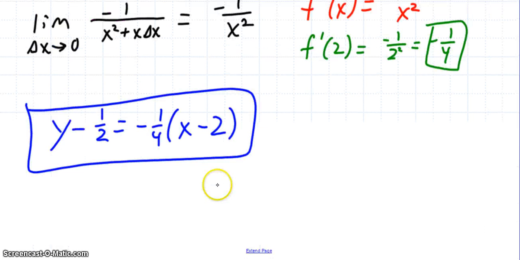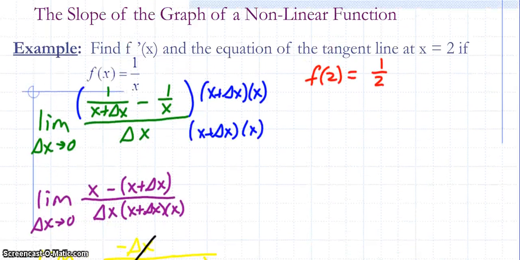Alright, so our answer for the equation of a tangent line at x equals 2 of f of x equals 1 over x should be y minus 1/2 equals negative 1/4 times the quantity x minus 2. Now, how do we get that if you got something different? Well, again, first, over here, I figured out what is f of 2 so that I know the y value when x is 2 of the function.